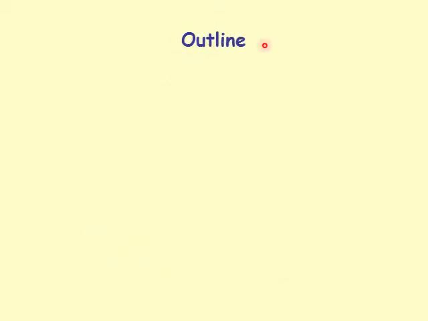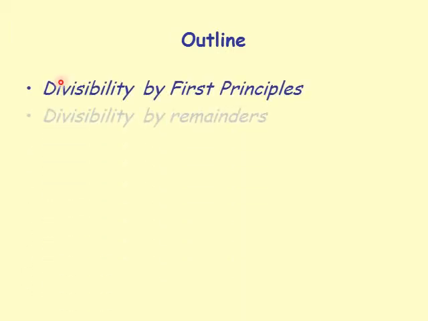Look at the outline here. I have two sections: divisibility by first principles and divisibility by remainders. In the first section, we would look at the first principles applicable for divisibility. Then we would look at the section on how to use remainders to decide on divisibility. Okay, let us continue here.